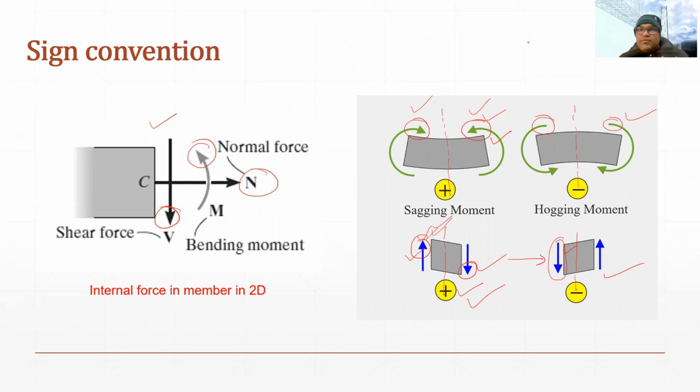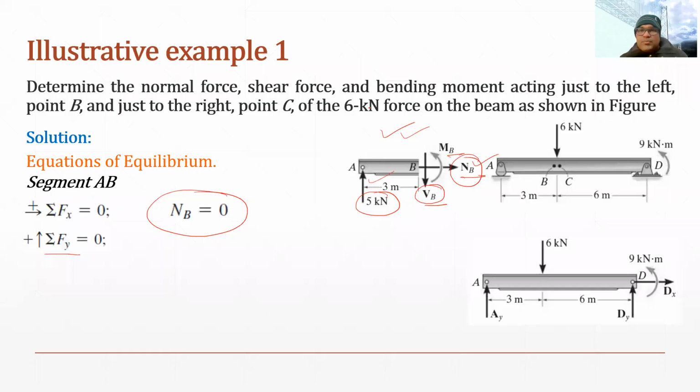Now we will go to our question. Here, as we have considered the left segment of our beam, upward force will be considered as positive and downward force will be considered as negative. So the equation summation of Fy will become 5 kilonewton minus Vb. Why minus? Because it is downward. As per sign convention, it will be negative.